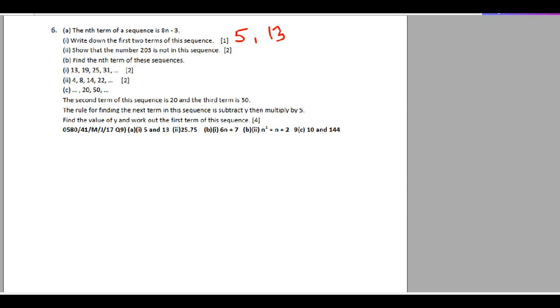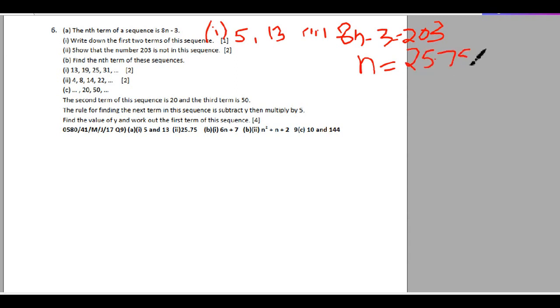This is the answer for part 1. Part 2, show that 203 is not a term of the sequence. So for that, what you'll do is write the formula 8n minus 3 equated to 203. When you make n the subject, you'll notice you'll get 25.75 and not an integer value. 25.75 can't be a term number. We can have the 25th term and then the 26th term. We can't have a decimal value. So that is why, since this is not an integer, 203 is not part of this sequence.